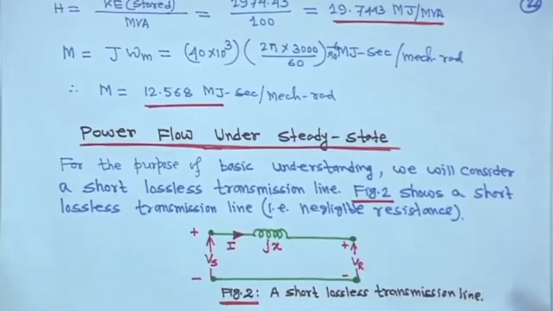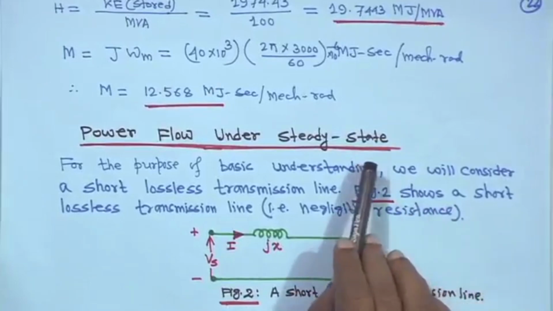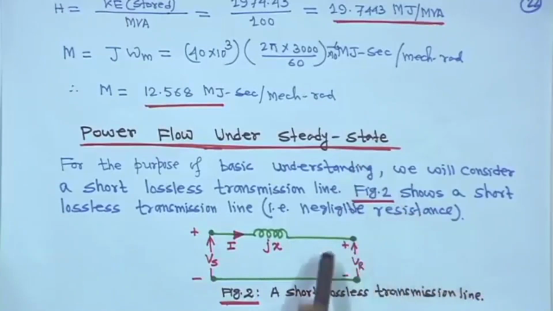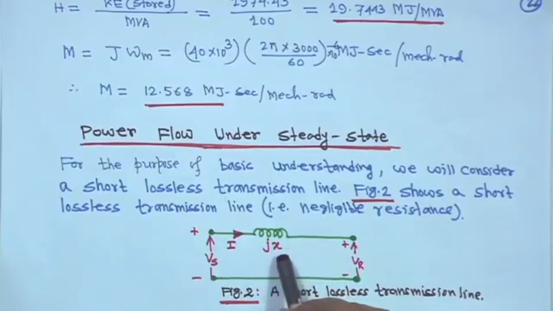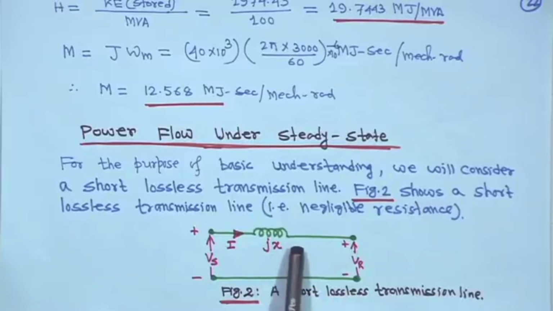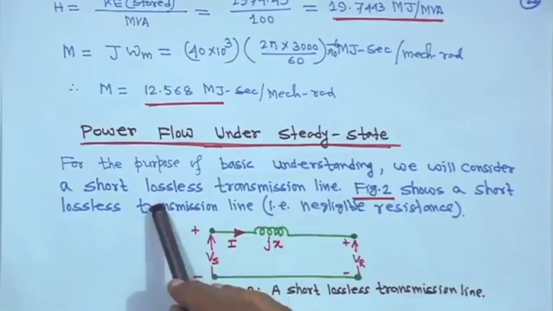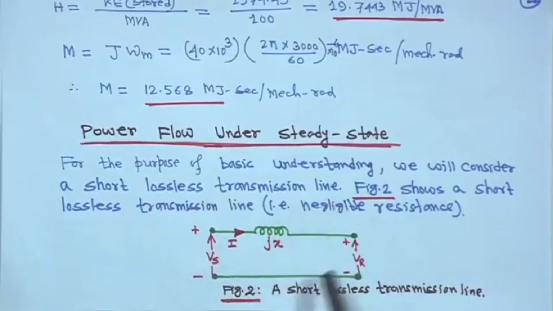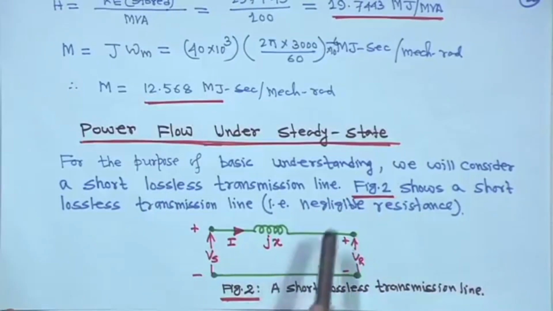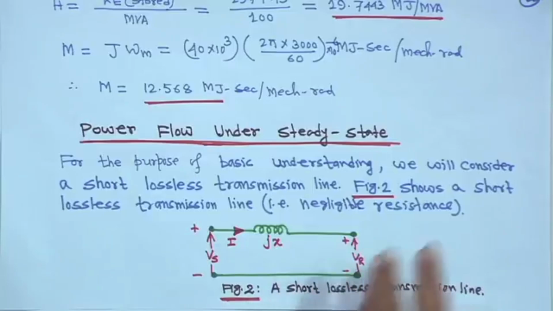Now, let us come to the power flow under steady state condition. We will take a short transmission line and assume that resistance is neglected, so only reactance is there for the transmission line. As resistance is neglected, the line is a lossless line. For the purpose of basic understanding, we will consider a short lossless transmission line, as given in figure 2, with negligible resistance. There is no resistance in the line. For transmission line performance characteristics we have seen considering R, but here we will not consider R.